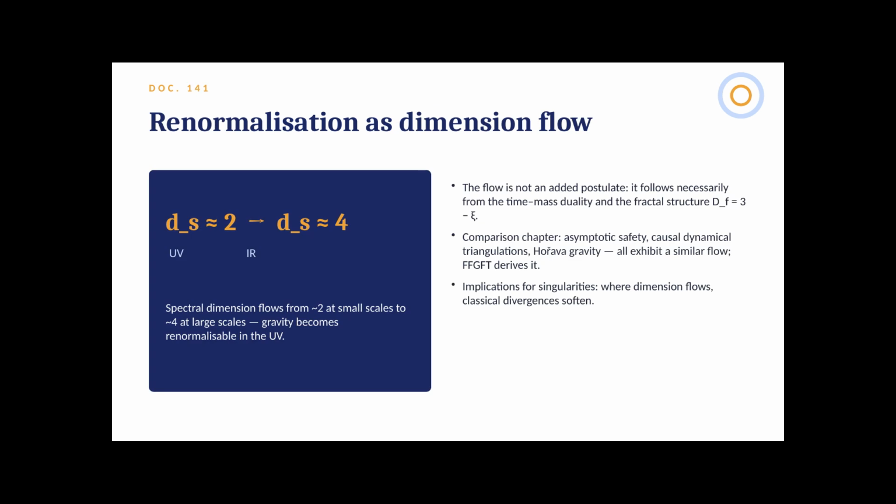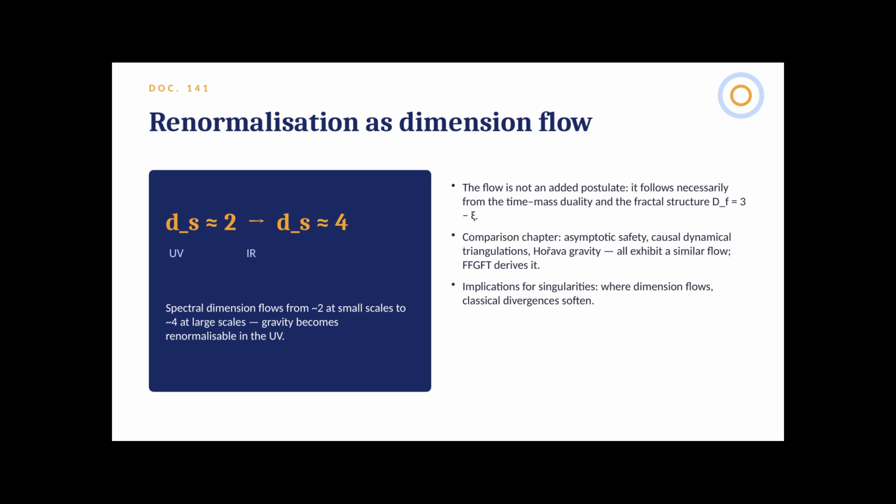Slide 36. Well, now something that sounds exotic but is actually elegant. The spectral dimension, ds, basically how many dimensions a tiny random walker feels, flows from about 2 at small scales up to about 4 at large scales. And when that happens, gravity becomes renormalizable in the ultraviolet, the high energy regime. This isn't an extra assumption.